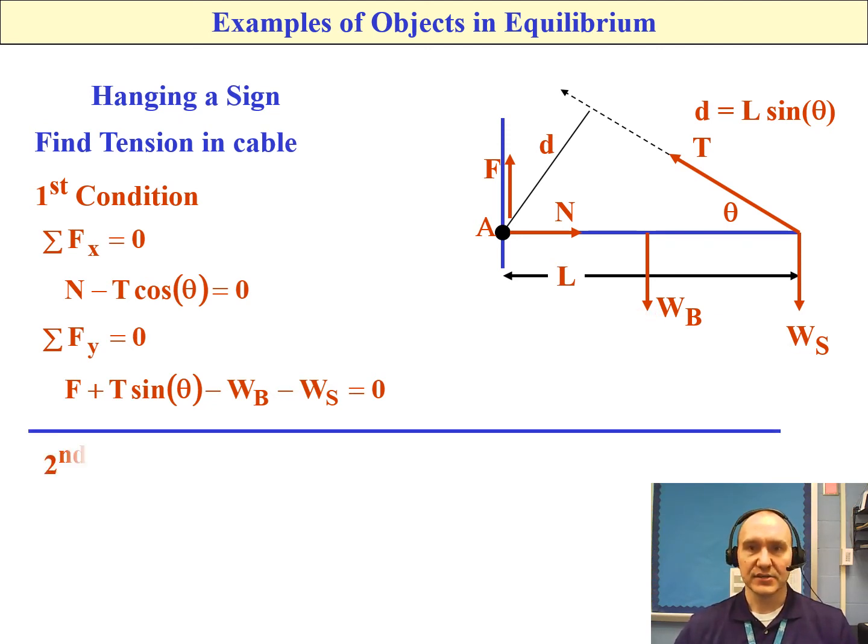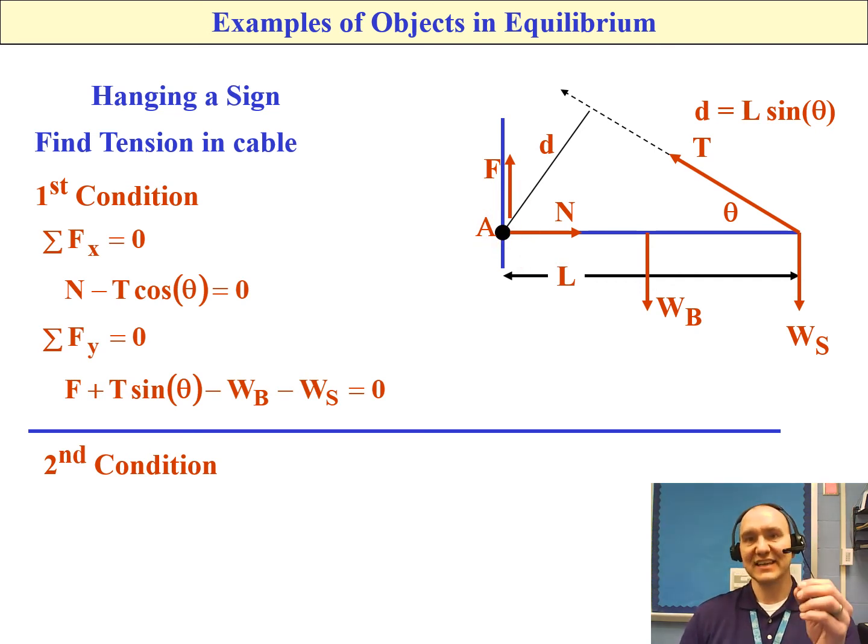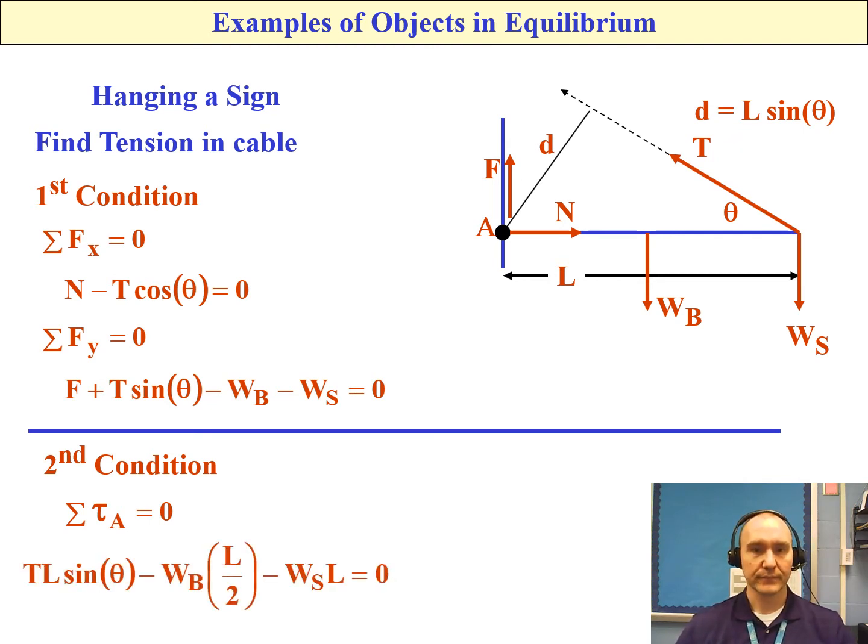And then if you look at the second condition of equilibrium, where we set the pivot point right here at A, which remember we could set anywhere we want, but A is going to be really convenient because that gets rid of both F and N. It gets rid of F and N because both of those have a distance of 0 with respect to that pivot point. So that means that the weight of the board at half L, that's going to be one torque. Weight of the sign times L, that's going to be another torque. And both of those are going to be negative, while the sine component of tension is going to be positive.